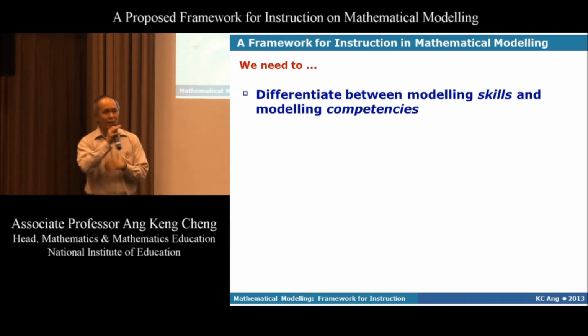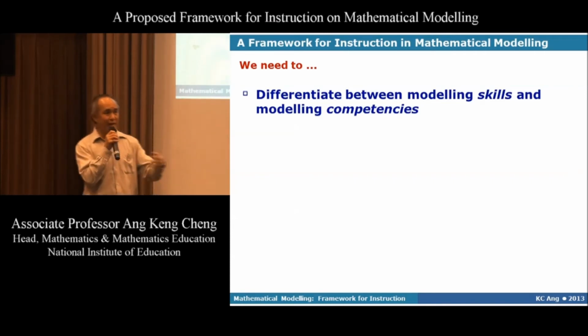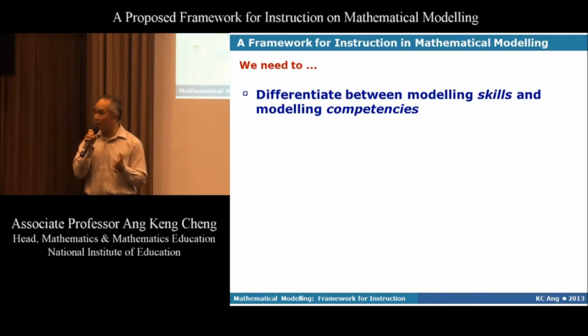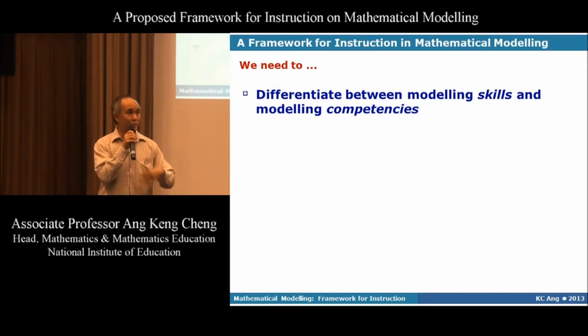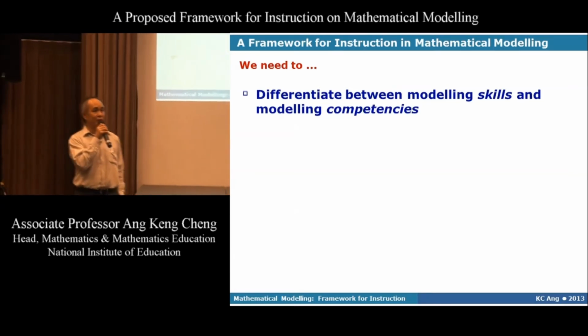Whereas competency, I would say, refers to things like the ability to make assumptions, the ability to check out other resources like the internet, magazines, etc. for more information about a particular problem. Maybe even the ability to write a report, to present and to defend one's model. That could be what we would understand as competency.